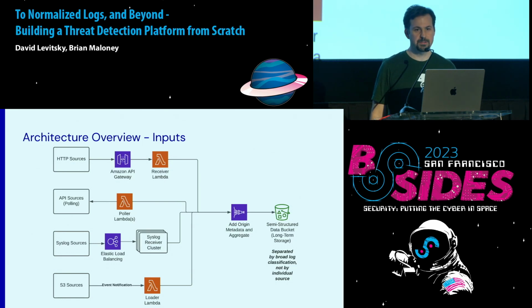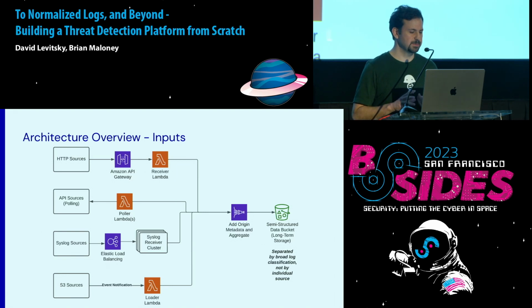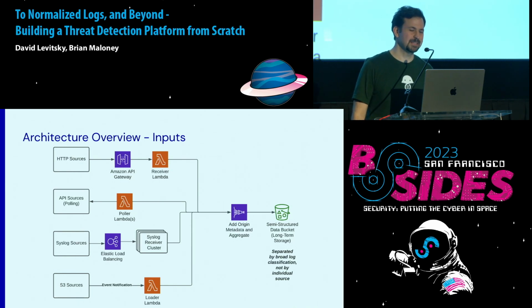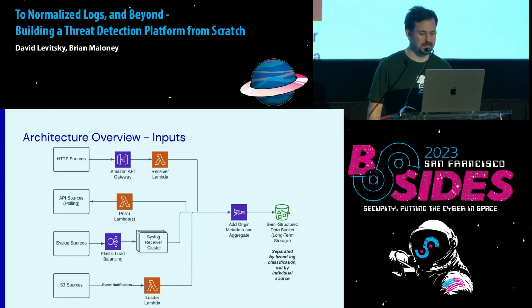And those go into a series of lambdas. So we are an AWS shop, so this will be an AWS specific architecture, but this could be applicable to many other clouds. So we use lambdas for inputs, except in the case of syslog, which obviously it's not really easy to tie syslog to a lambda. So for that, you'd want to have a more traditional kind of compute platform with a load balancer.